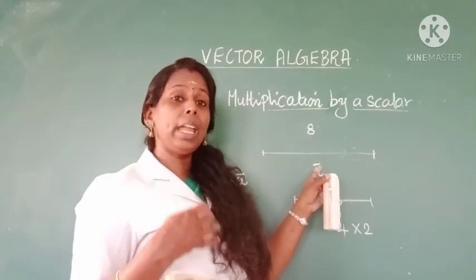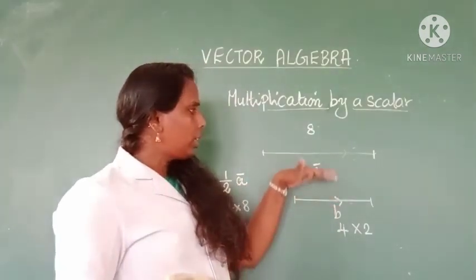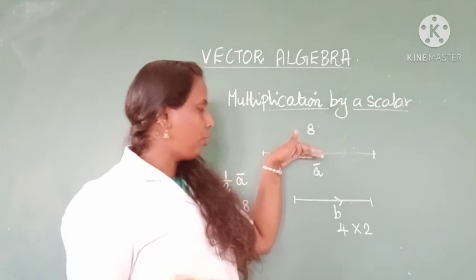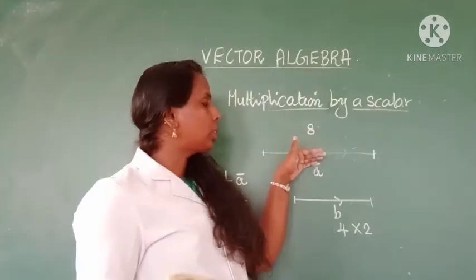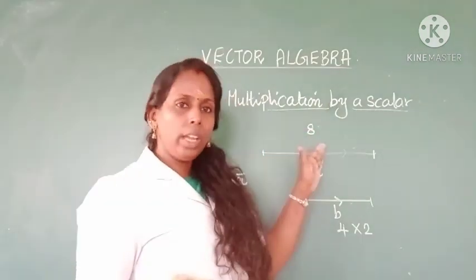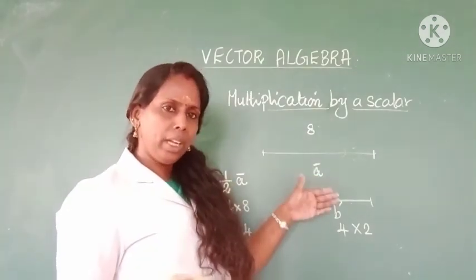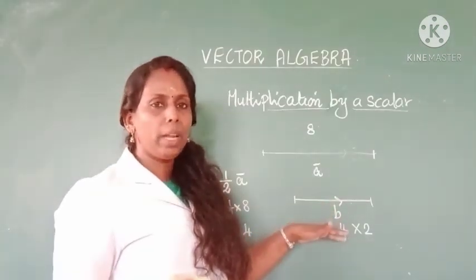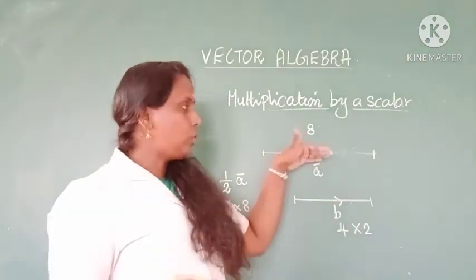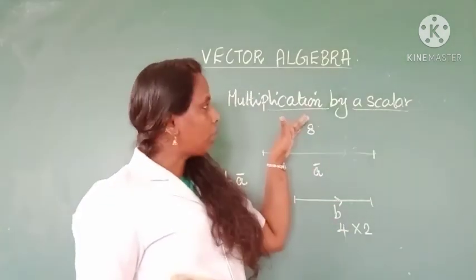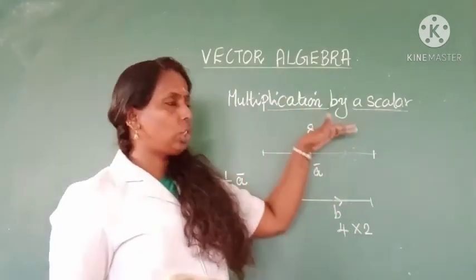So we can multiply a vector by a scalar only. Is that clear? Now listen, there is no change in the direction. If we multiply any given vector with a scalar, the resulting vector follows the same direction as the original vector. There is no change in the direction. There is a change in magnitude, but after multiplication there is no change in the direction. Is that clear? So, multiplication by a scalar.